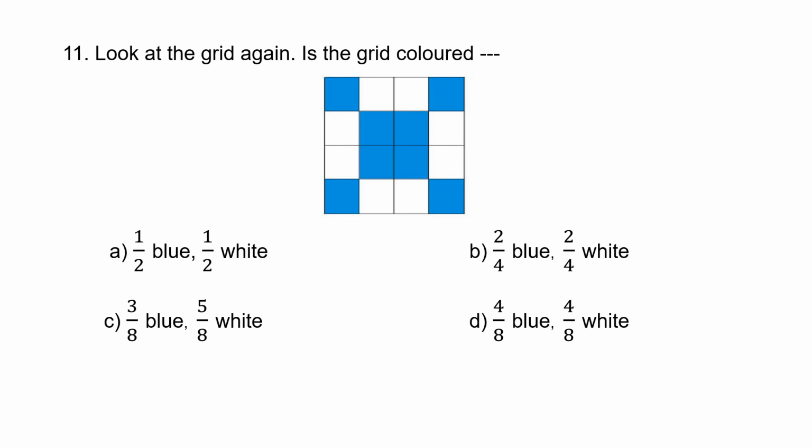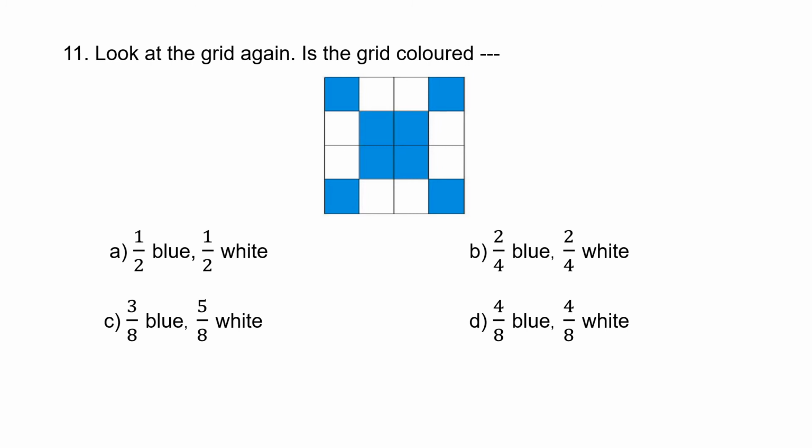In the ninth problem, we have simplified 8 by 16. 8 by 16 equals 1 by 2. So that is 1 by 2 blue. And the white squares are 8 in number.